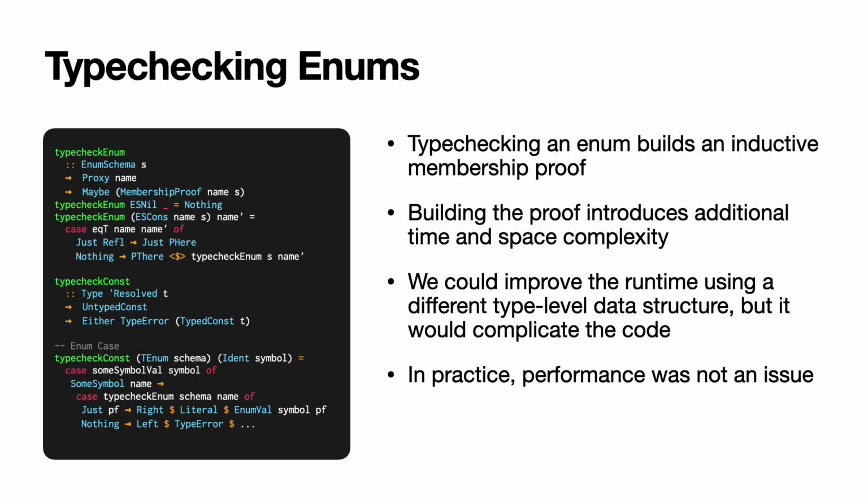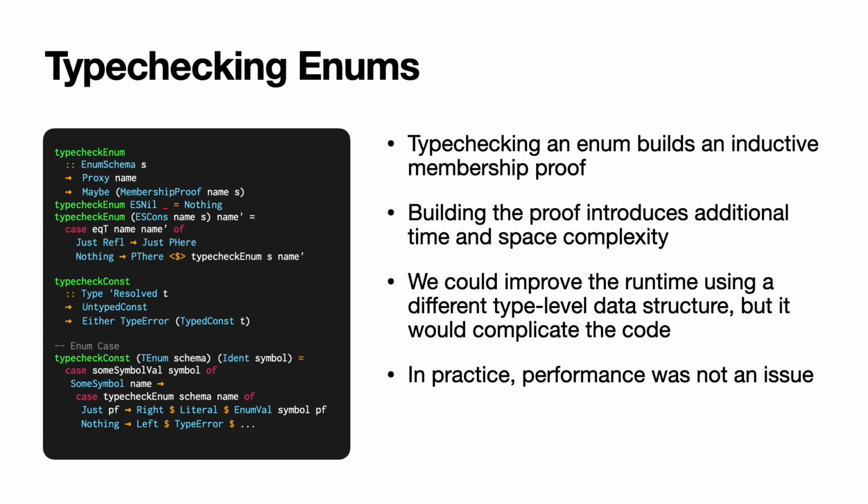Now, the type check enum function can only succeed if we're able to build a membership proof for the given name and schema. We use a little bit of complicated machinery here. EQT checks that two type level strings are equal, and if so, it produces a proof that they're equal. In this case, you can see the proof is called Refl, or reflexivity. We can now complete the type check const function by invoking the type check enum function and then wrapping the membership proof as an enum val.